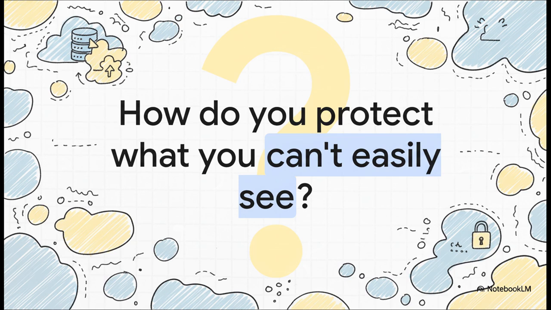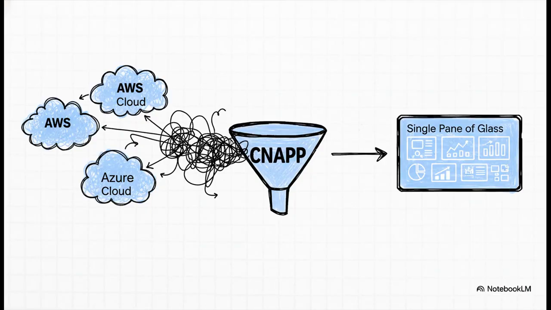Cloud environments are just vast. They're complex. They're always changing. It's not like a physical office where you can count the servers. The cloud can sprawl out in ways that make it incredibly hard to keep track of, let alone secure. The answer, in a word, visibility. And the tool for that job is something called a CNAPP.